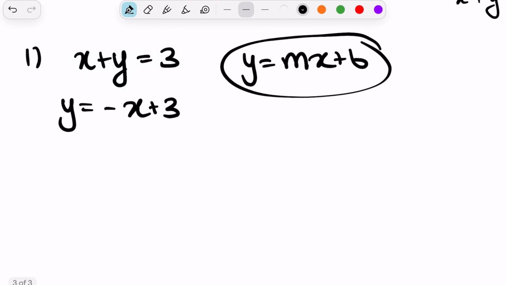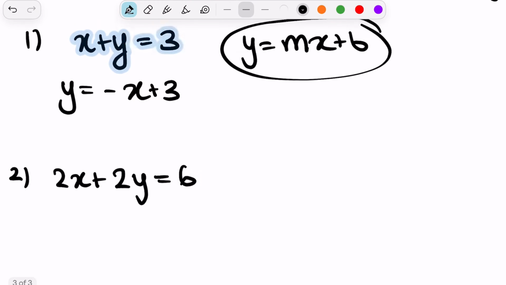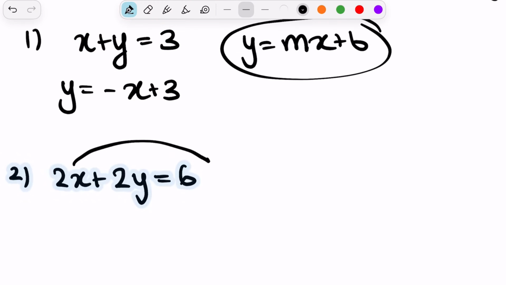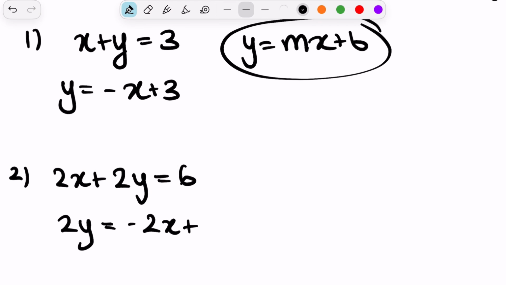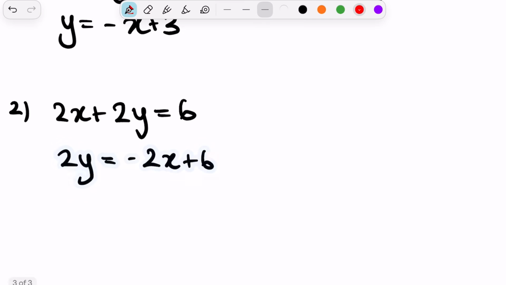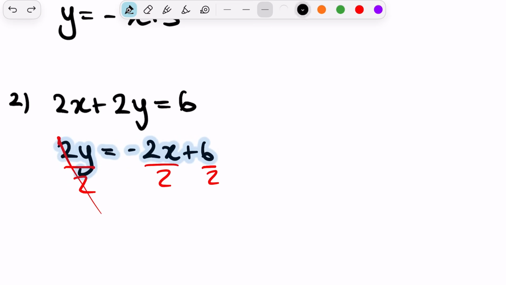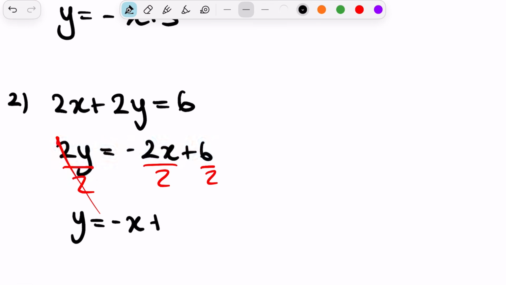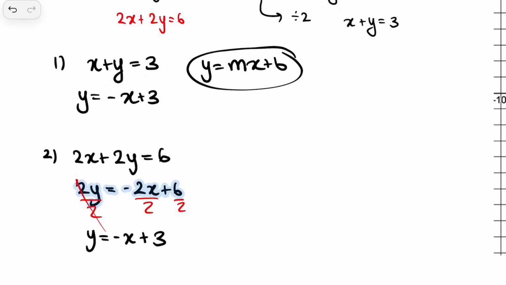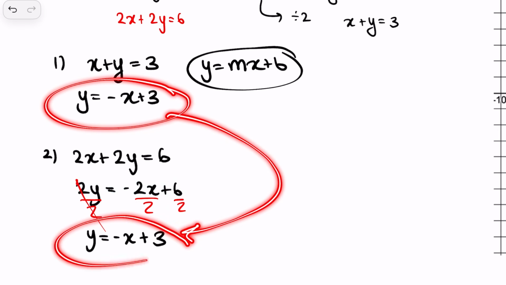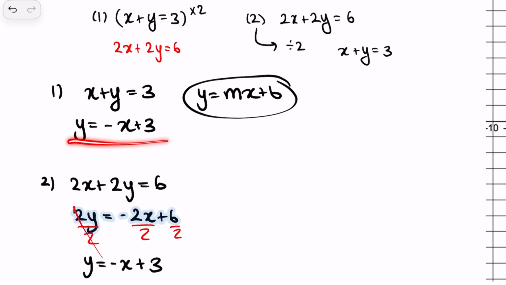Now let's take a look at line 2. Line 2 is 2x plus 2y equals 6. Let's rearrange it to the slope y-intercept form. So move all of this to the other side. So we get 2y equals negative 2x plus 6. Now you want to divide everything by 2 to isolate for y, right? To get it on its own. So you will get y is equal to negative 2 divided by 2 is negative 1, and 6 divided by 2 is 3. So as you can see, y is equal to negative x plus 3, y is equal to negative x plus 3. Wow, it's the exact same line.